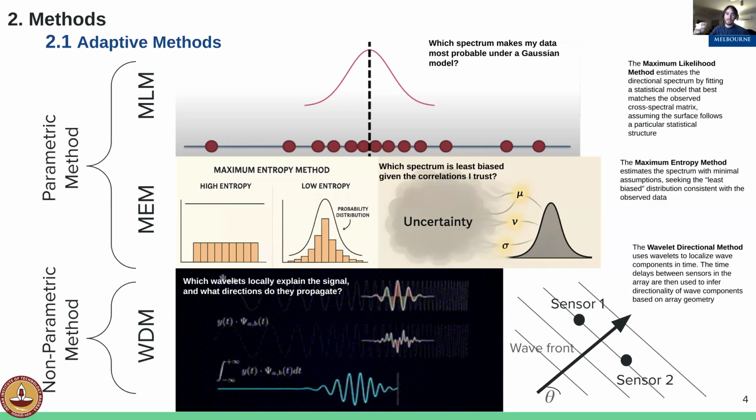Now, on the other hand, for the wave directional method, instead of fitting a model to the data set, this one uses wavelet analysis to describe the signal and uses the phase difference and the geometry of the array to infer the direction. As we will see, these methods do not yield the same spectra and can differ considerably when estimating the directionality of waves.